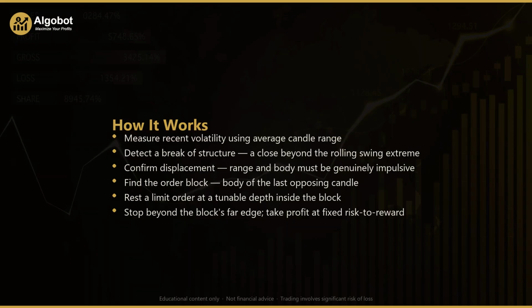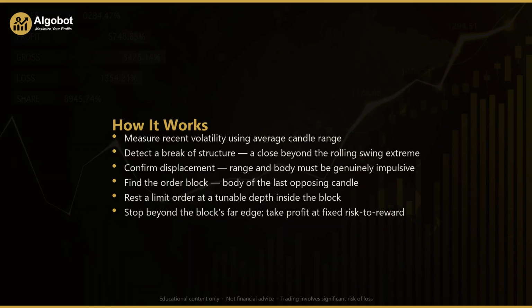Second, the strategy detects a break of structure. It scans a rolling window of recent bars to find the highest high and the lowest low, excluding the candle that just closed. A genuine structure break means the most recent candle closed beyond that swing extreme. A close above the prior swing high is a bullish break. A close below the prior swing low is a bearish break. Notice it uses the candle's close, not just a wick poking through, so it only respects clean, committed directional shifts.